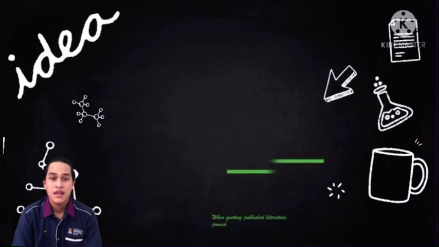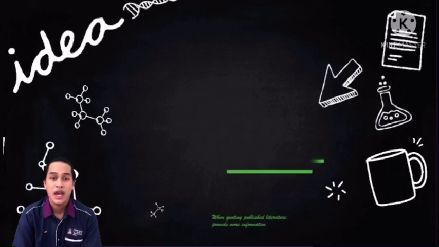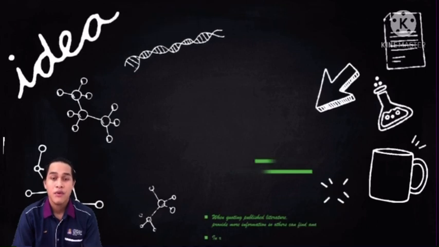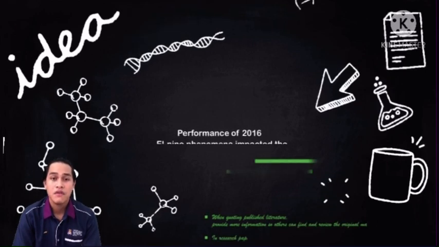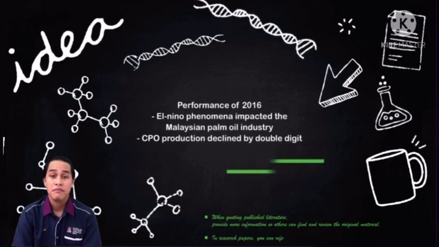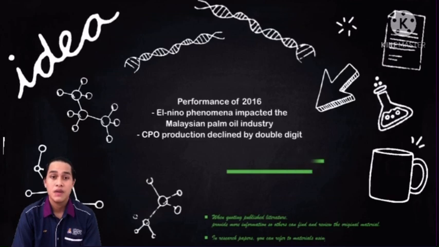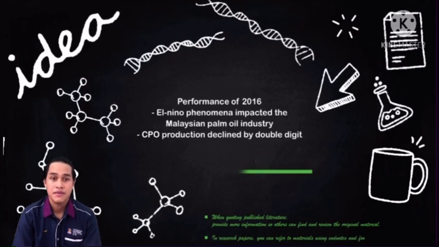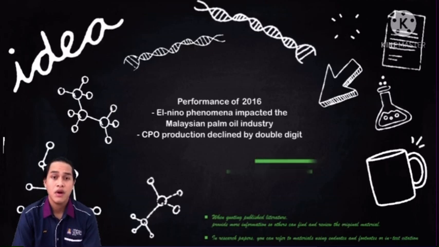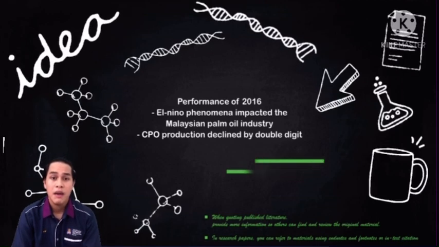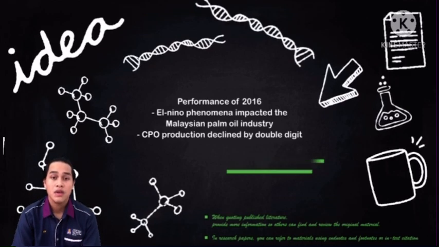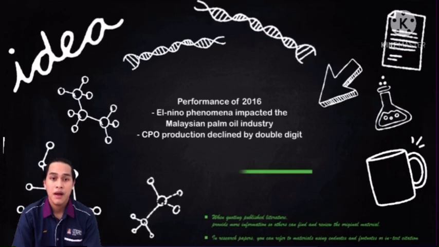In 2016, prolonged dry weather conditions and below average rainfall brought about by the El Nino weather phenomena during the second half of 2015 and into the first half of 2016 had impacted Malaysian oil palm industry performance in 2016. The year 2016 saw crude palm oil CPO production decline by double digit, which drew down palm oil stock and pushed up palm oil price.